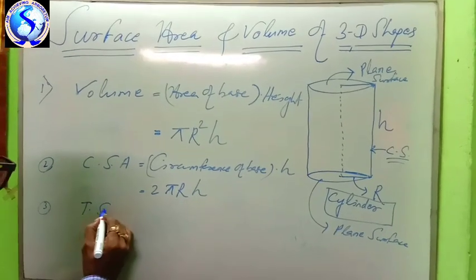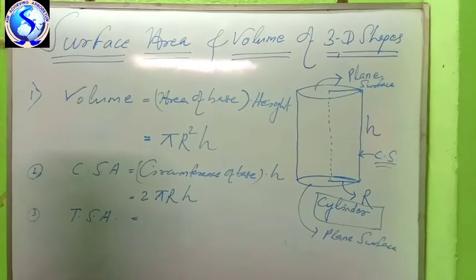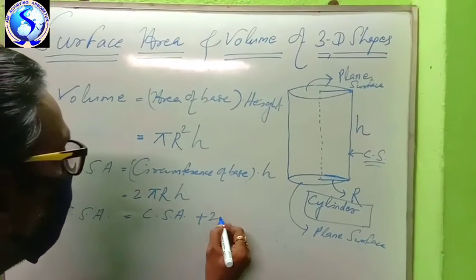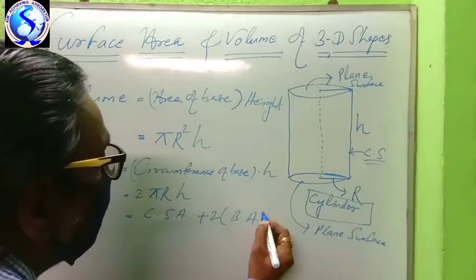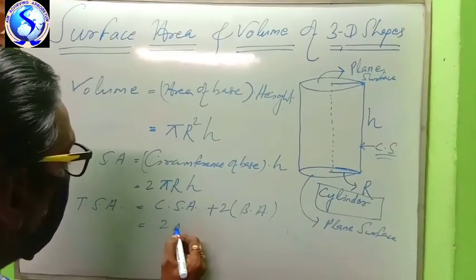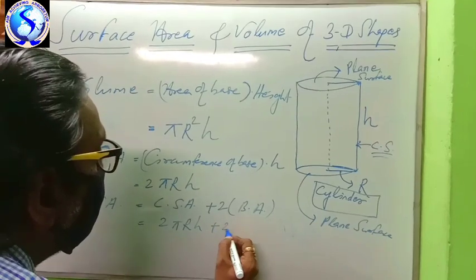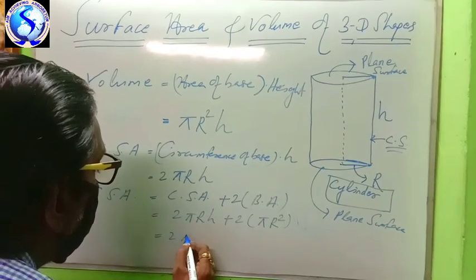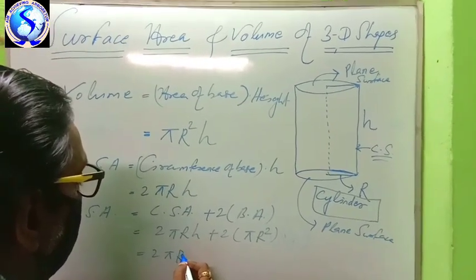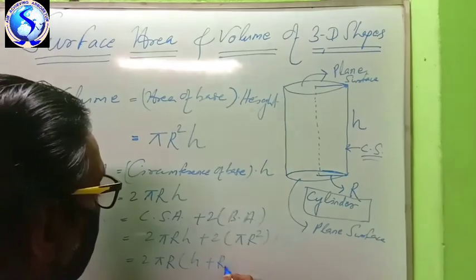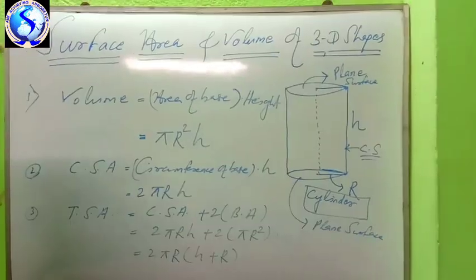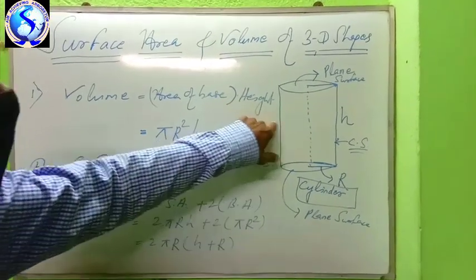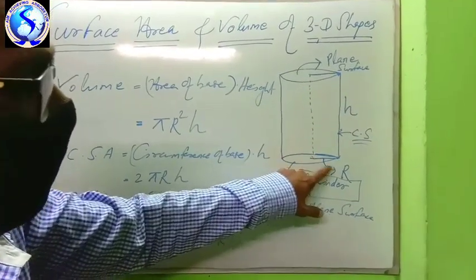Total surface area. The total surface area formula will be curved surface area plus 2 into base area. The curved surface area formula is 2 pi r h and 2 into area of base, that is pi r square. You can take 2 pi r common. What is left here? H plus r. Okay. This is all about the solid cylinder, having height h, with base radius r.